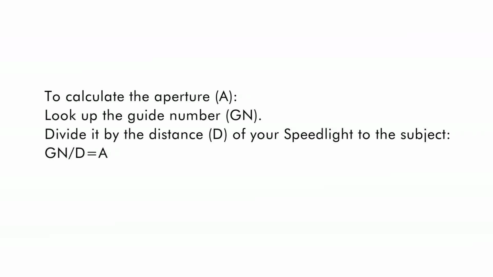To calculate the aperture, look up the guide number indicated by the flash output level and zoom position. Then divide the guide number by the distance between your speedlight and the subject. To calculate the shutter speed, divide the number of flashes you want per frame by the frequency of flashes. That will tell you the fastest shutter speed you can use and still include as many flashes as you want in the shot.